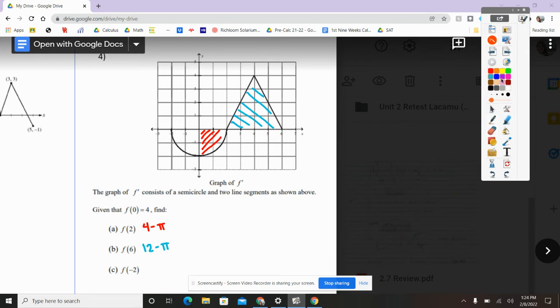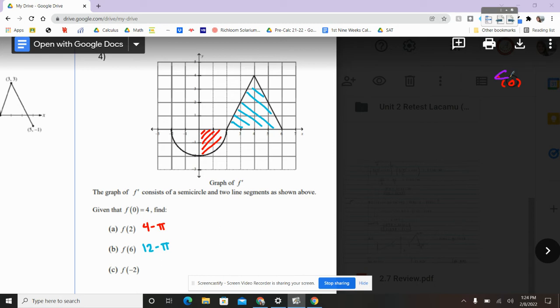All right, so the last one here, we're going to have f of negative 2. So in this case, just ignore that. We're going to have it from negative 2 to 0. The smaller one always has to be on the bottom. And this will equal f of 0 minus f of negative 2.